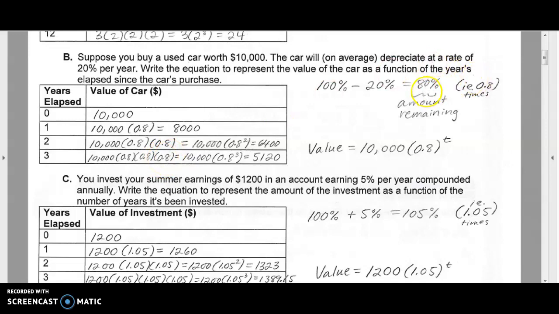So 80% converted to a decimal is 0.8. And you can see here, after year 1, we multiply 10,000 by 0.8. After year 2, we multiply by another 0.8, because now we have 80% of 80% of 10,000. Then after year 3, we multiply by another 0.8, because we have, again, 0.8 of 0.8 of 0.8 of 10,000. So you can see here that the value of the car depreciates from 8,000 to 6,400 to 5,120.